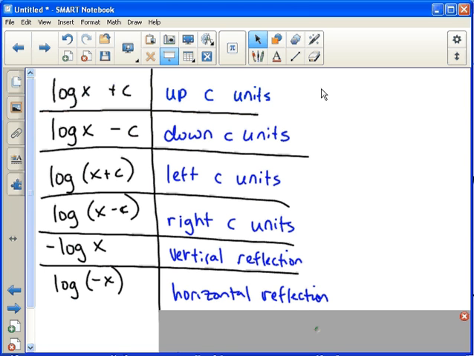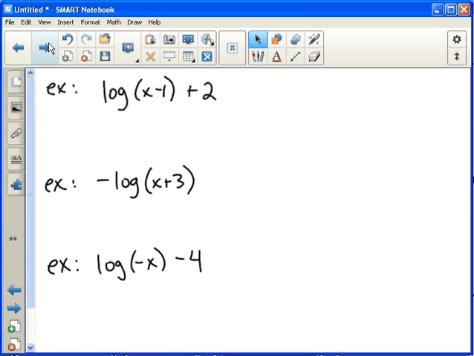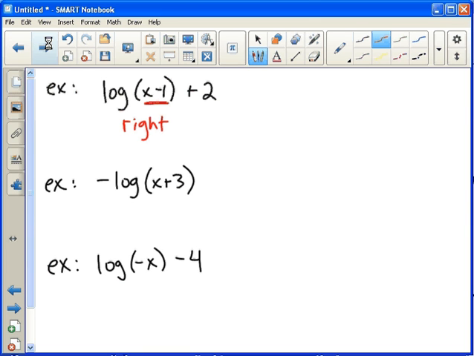So let's look at a couple examples and just describe what they would do. Log of x minus 1 plus 2. Well, we've got two things happening. The x minus 1 is a left and right movement because it's only applying to the x. So this would move it right 1 unit. Now plus 2 is going to move it up 2 units. So right 1, up 2. When it's just applying to the x, it's left and right. When it's the whole thing, like the plus 2, that's moving it up and down.